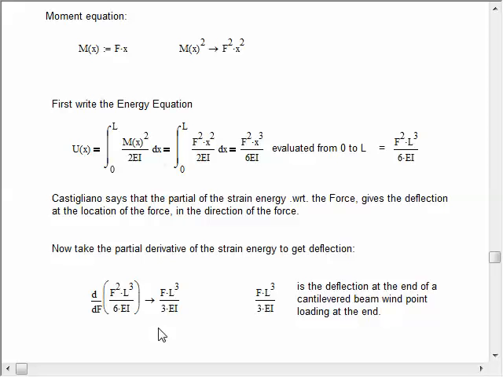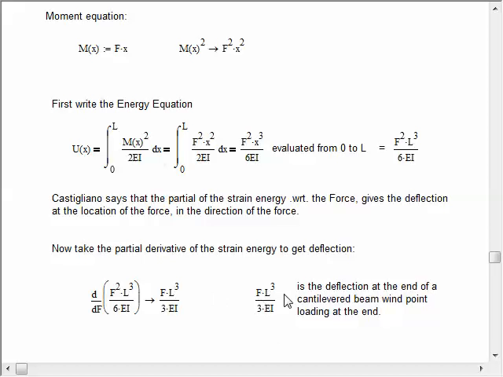And if I go to the appendix and look at the cantilevered beam and look for an end loaded cantilevered beam, the deflection at the end from the textbook is FL cubed over 3EI. I didn't copy and paste it from the textbook. You'll just have to trust me on that.